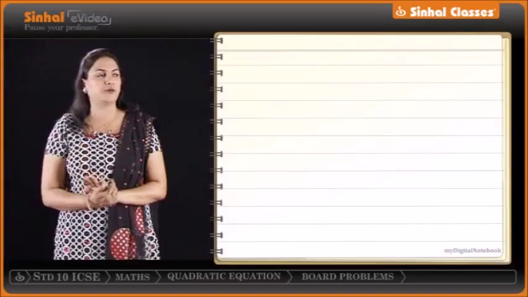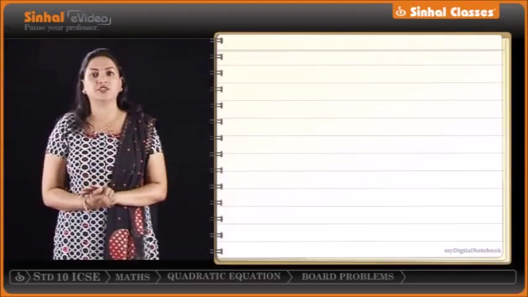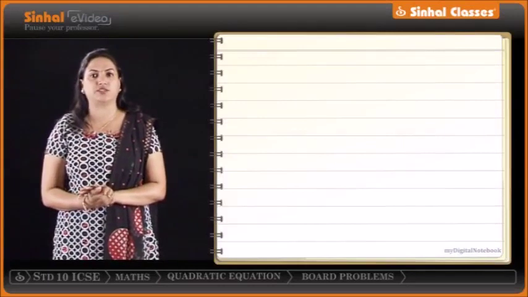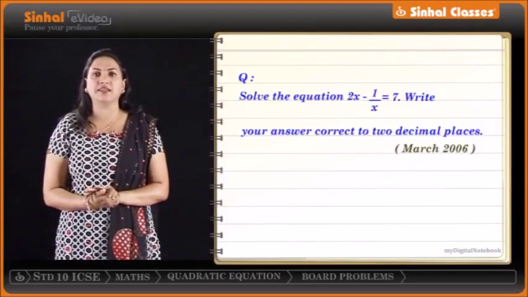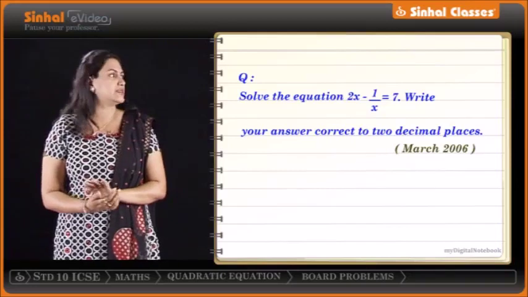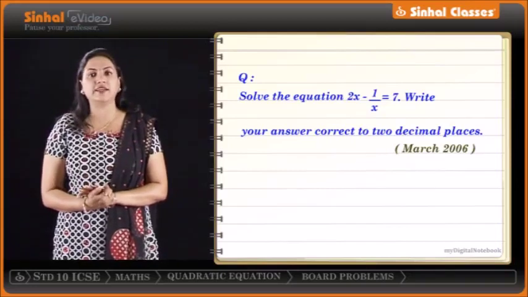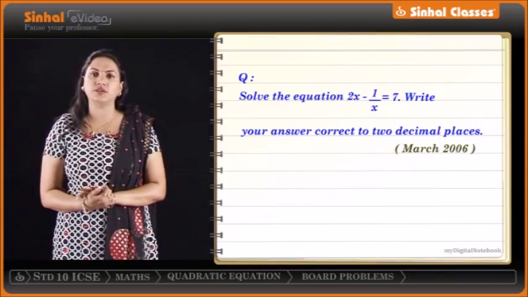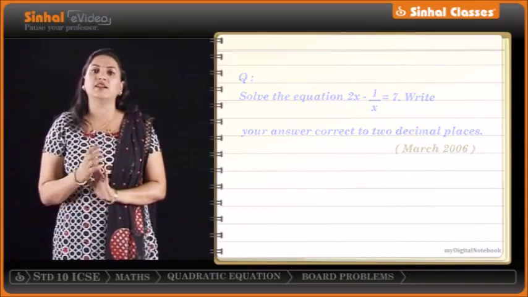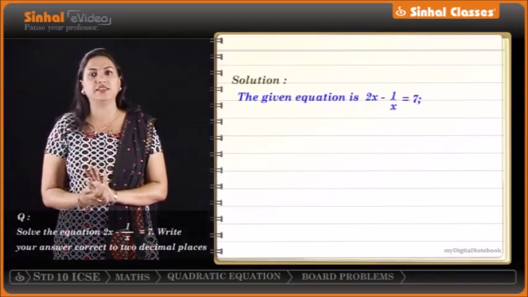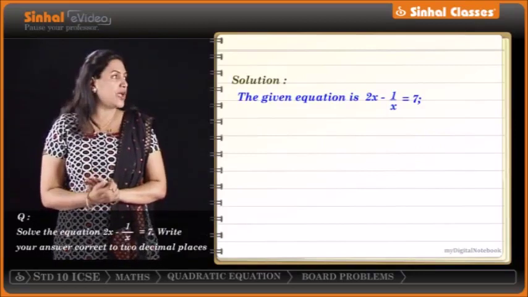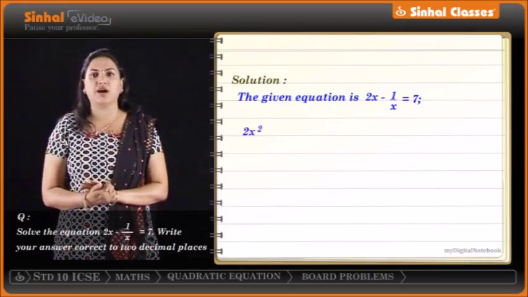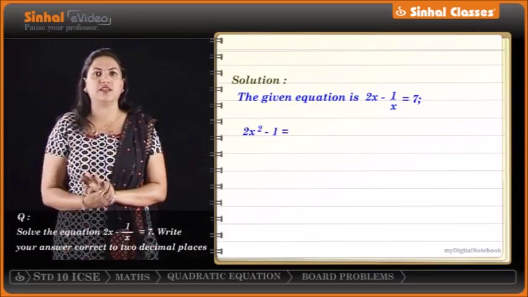Now to the next board problem, which is March 2006 board question. Solve the equation 2x minus 1 upon x is equal to 7. Write your answer correct to 2 decimal places. Now first of all, we will take the LCM throughout as x. We get 2x square minus 1 is equal to 7x.